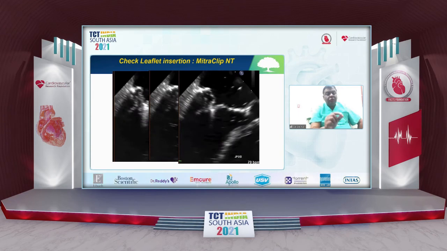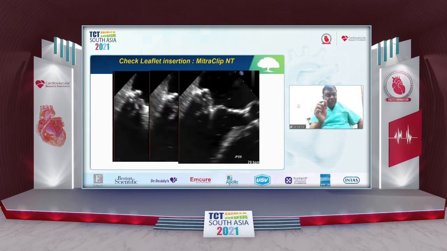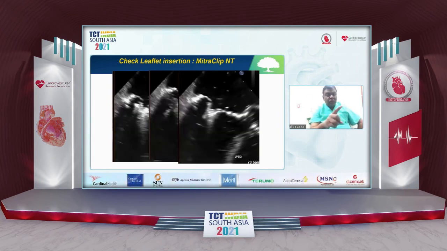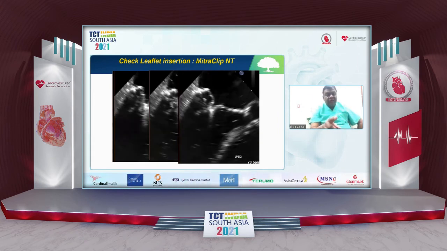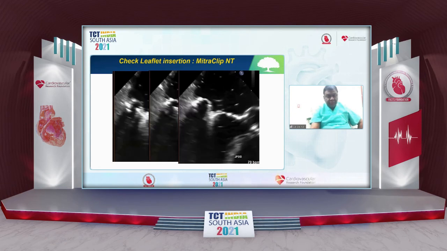It's very important to record and zoom in and see this, because leaflet insertion directly predicts MR reduction and can also predict single leaflet detachment. So focus on leaflet insertion a lot.